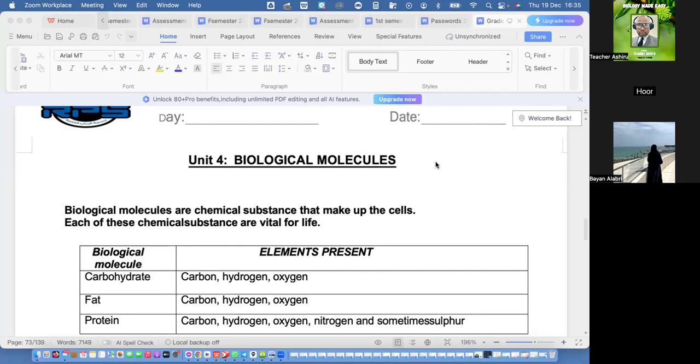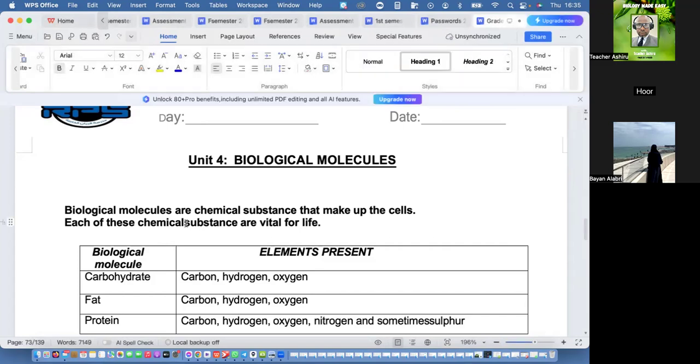We're going to be looking at biological molecules, and we have defined biological molecules as chemical substances that make up the cells. Each of these chemical substances is vital for life.